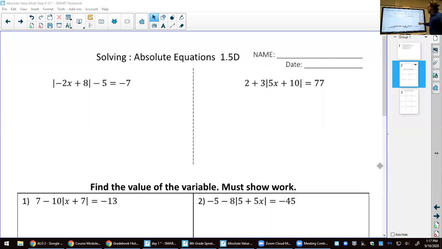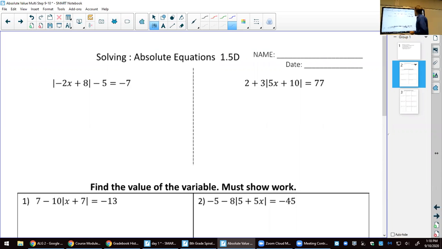Back again. Solving absolute equations. This time we just have multi-step equations. Really isn't that much more difficult, although it does add a brand new situation, which is a little bit interesting. So let's get to it.